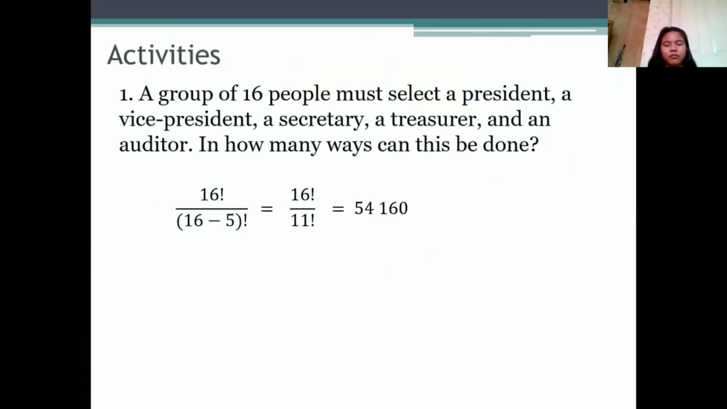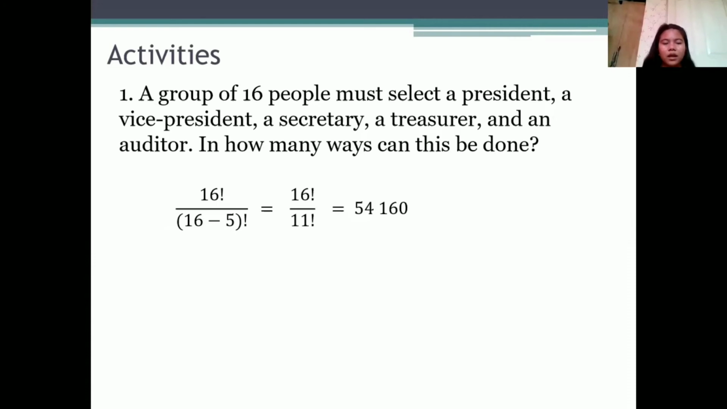Next. Okay, we now have the activities. Number 1: a group of 16 people must select a president, a vice president, a secretary, a treasurer, and an auditor. In how many ways can this be done? Again, there are 16 people, so our n here is 16. So we are going to take a president, a vice president, a secretary, a treasurer, and an auditor.